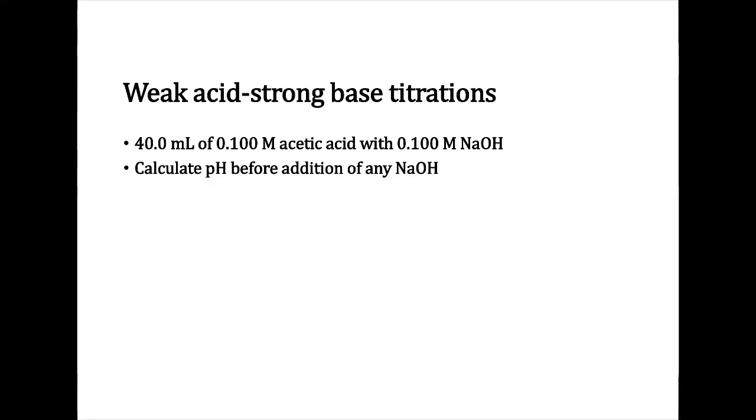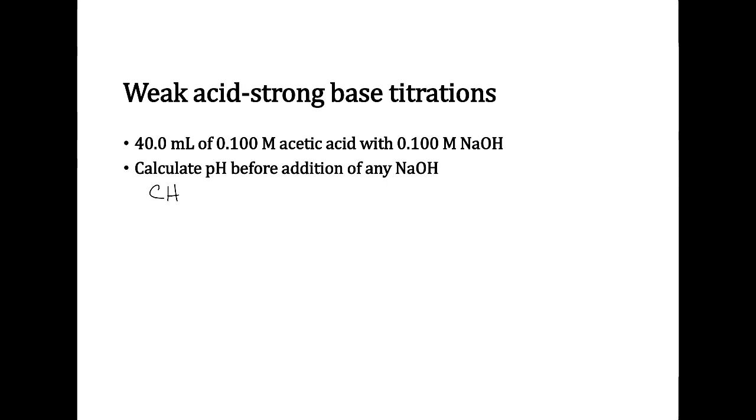All right, let's go ahead and start talking about weak acid and strong base titrations. So now that we have a weak acid present, we're going to have to introduce our acid dissociation constant like we did for our previous unit on acids and bases. So the first thing we're going to do is calculate the pH before we add any of our titrant. So this will be just like a problem that we've solved previously.